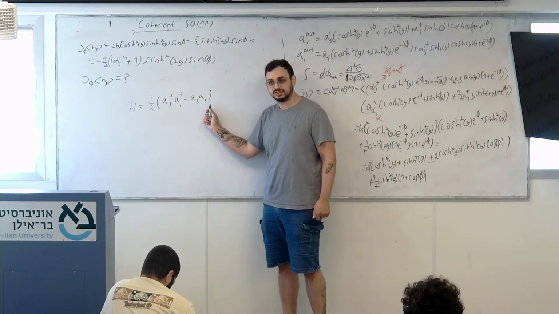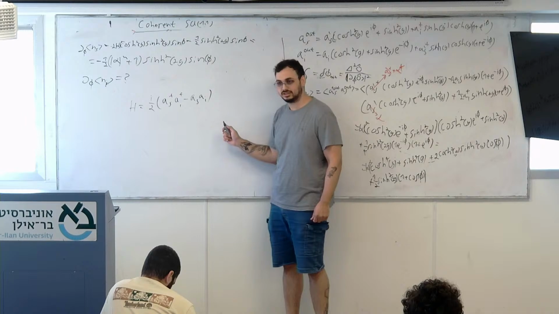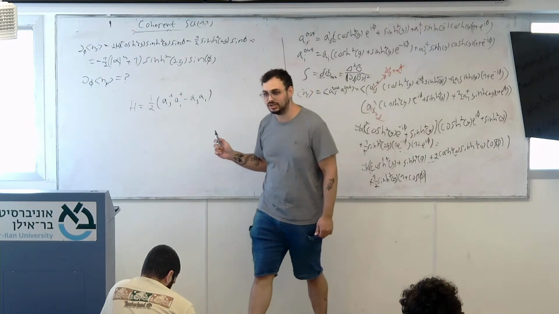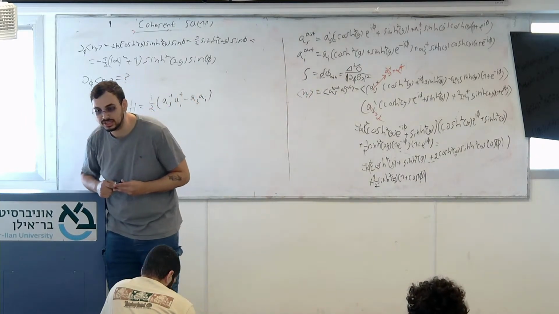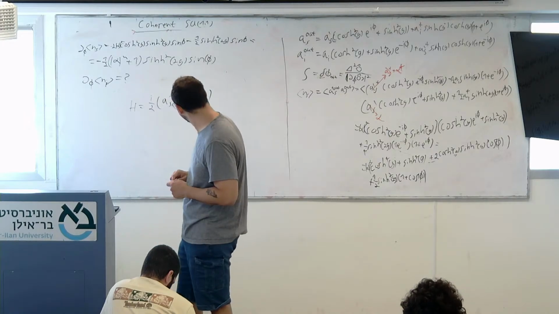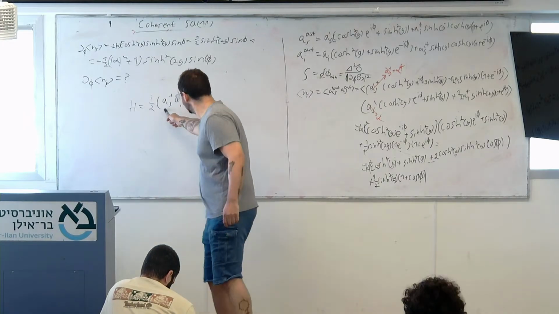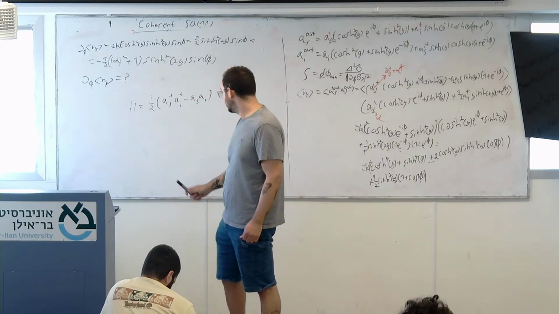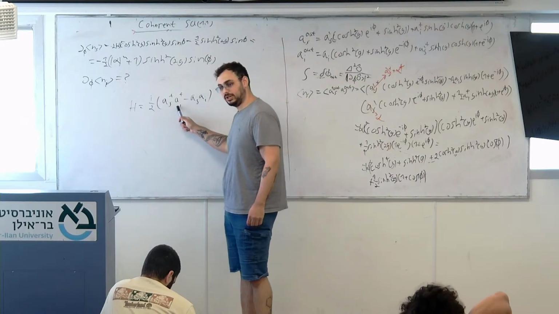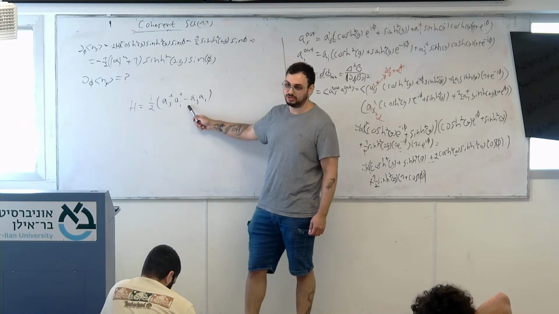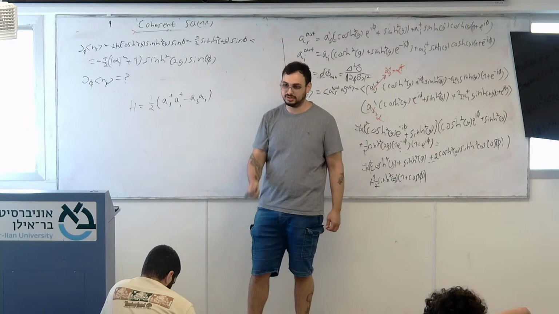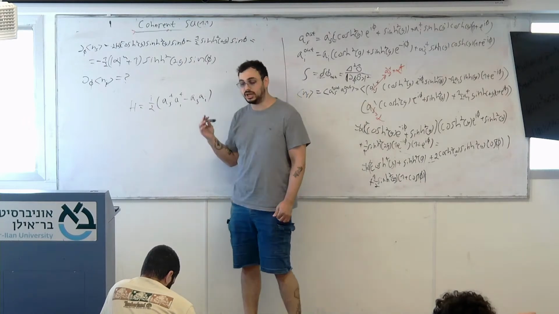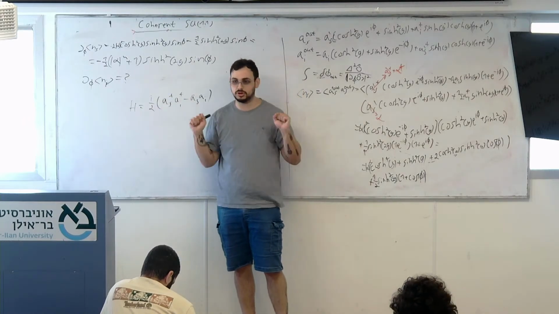The first term, you create, and the second one you annihilate. So you generate one photon and here you annihilate one. Right, you're correct. So we either generate pairs or destroy pairs.